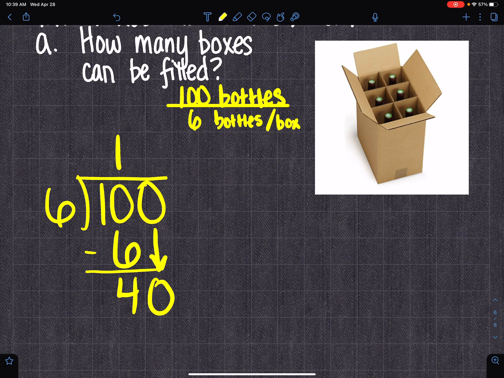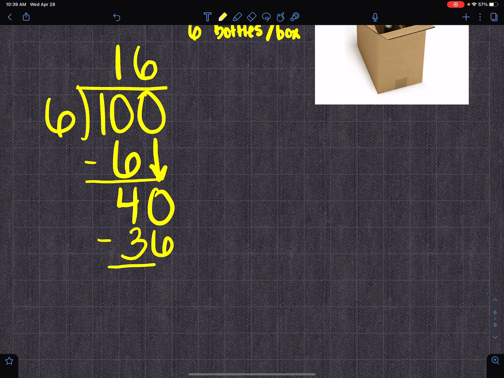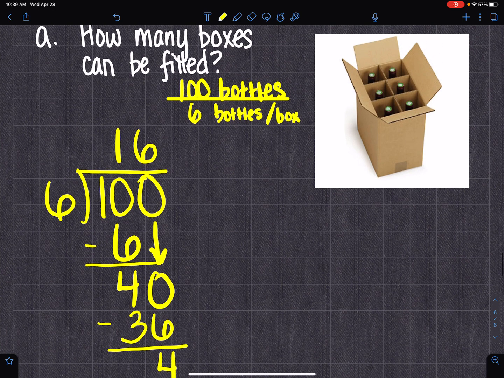How many times does 6 go into 40? Well, I know my times tables. 6, 12, 18, 24, 30, 36, and then you go way past 40. You go to 42. So it has to be 6. Okay? And then I multiply. 6 times 6 is 36, and then I subtract. 40 minus 36 is 4, and there's nothing to bring down. So the answer is 16, remainder 4.